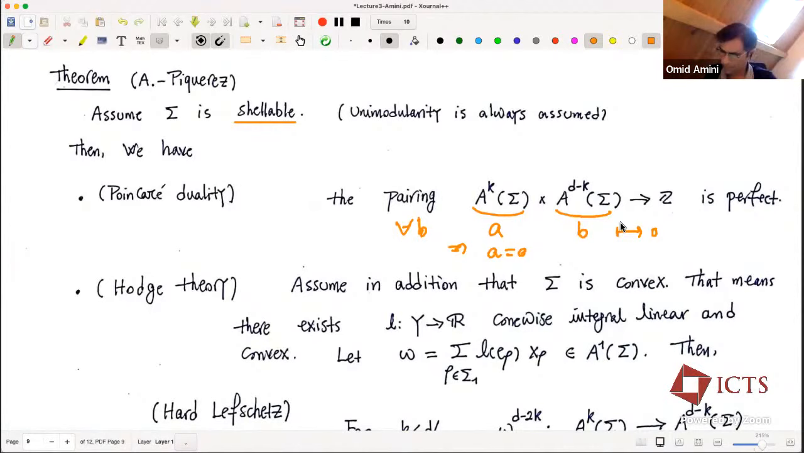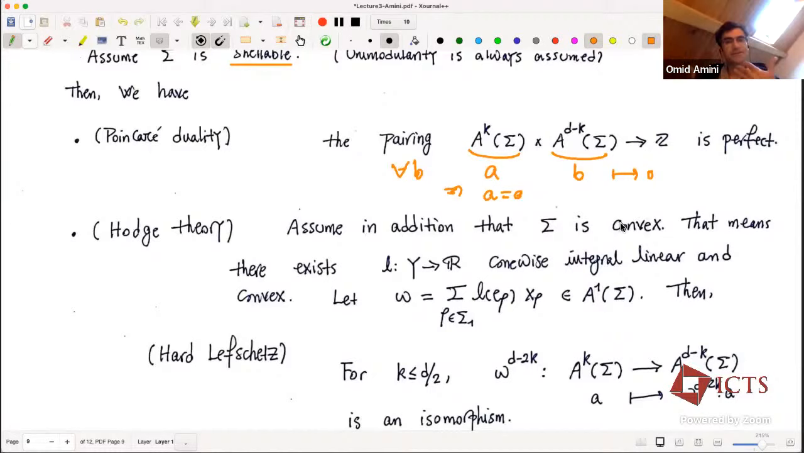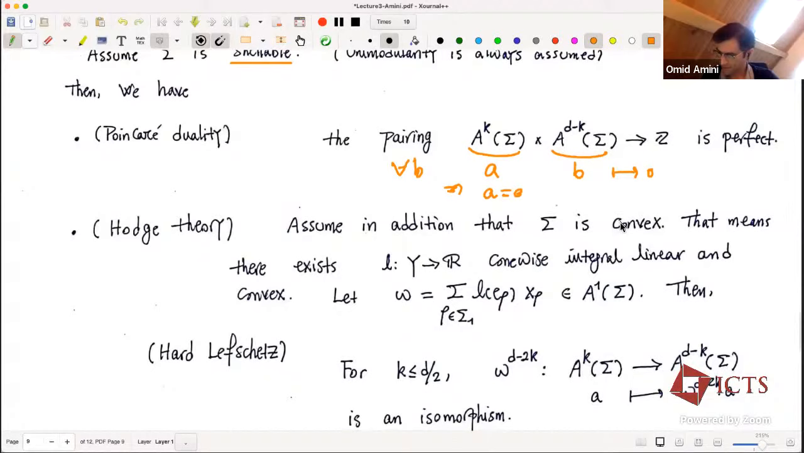So this is the first property that you get in this setting. And the second property is the full set of properties that you expect if you were in algebraic geometry and you were working with compact algebraic varieties. Okay, so these are Hodge theoretic results.